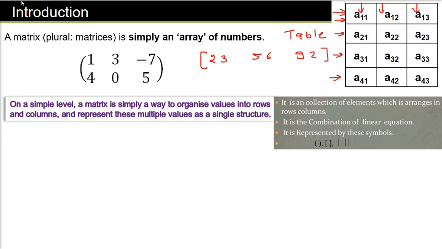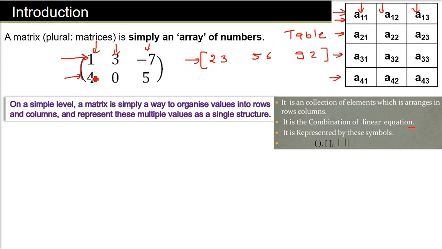So let me tell you again. A matrix is a collection of elements, items, values, which is arranged in rows and columns. The intersection of a row and a column is called a cell, and that cell will have a number. So this matrix has 2 rows and 3 columns. We'll see various equations being solved by this matrix, and it is represented simply by numbers.